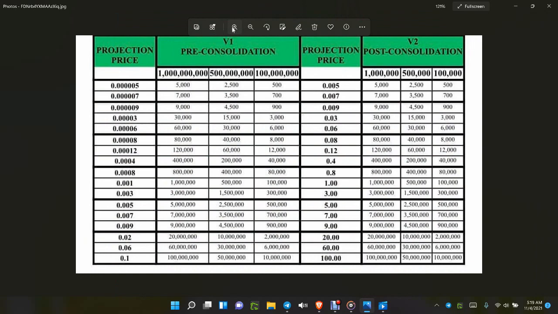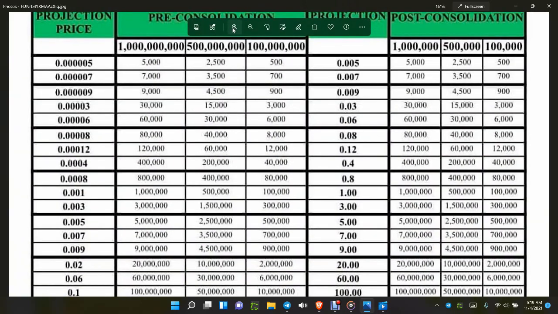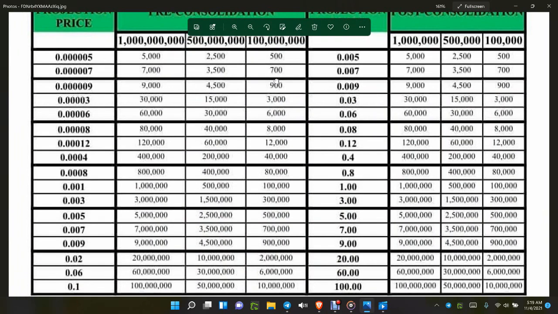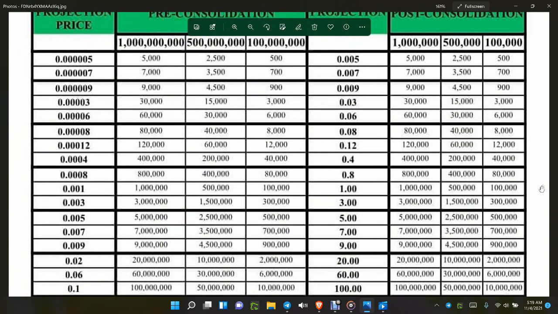I'm going to let this go all the way to full screen. And then you guys can, let me just do this right there. Okay, now you can just pause the video and take a look at it. This does not include reflections. Over on the left-hand side gives you the current. Over on the right-hand side gives you the projection pricing of the post-consolidation.